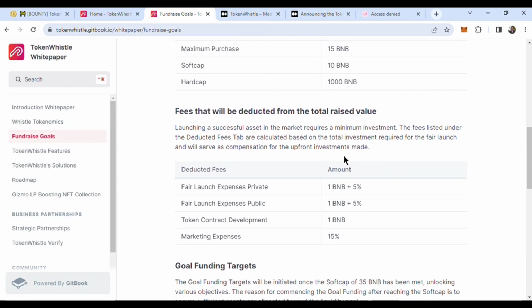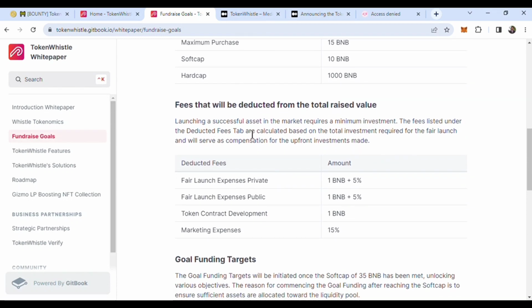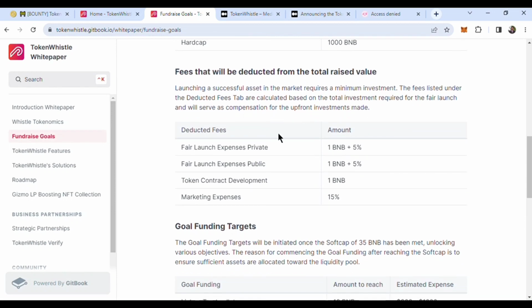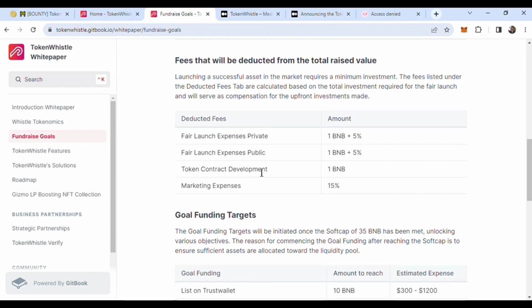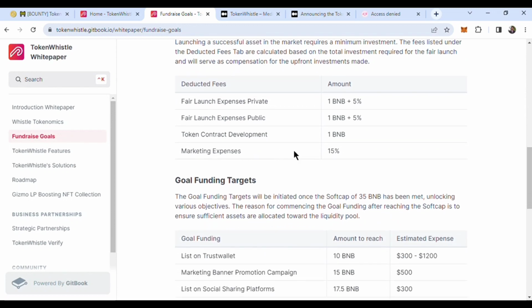Now we will learn about the fees that will be deducted from the total raised value. The deducted fees: fair launch expense fees 1 BNB plus 5%, fair launch expense for public 1 BNB plus 5%, total contract development 1 BNB and marketing expenses 15 BNB.